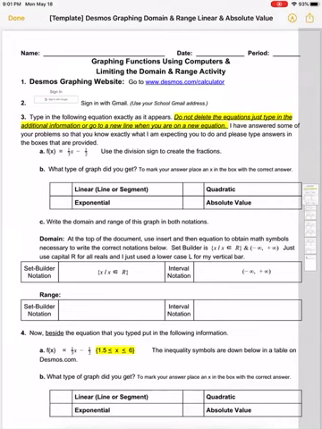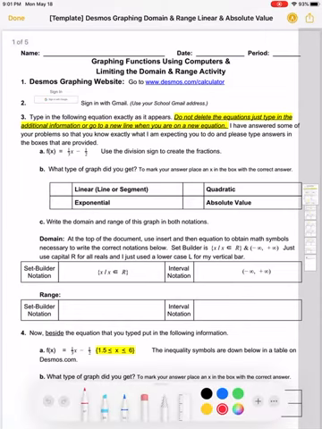All right, assignment 3, limiting the domain and range. First thing you need to do is get on Desmos. You cannot do this without Desmos, okay? So the first thing you're going to do is type in the equations that she gives you, and she gives you quite a few of them here.